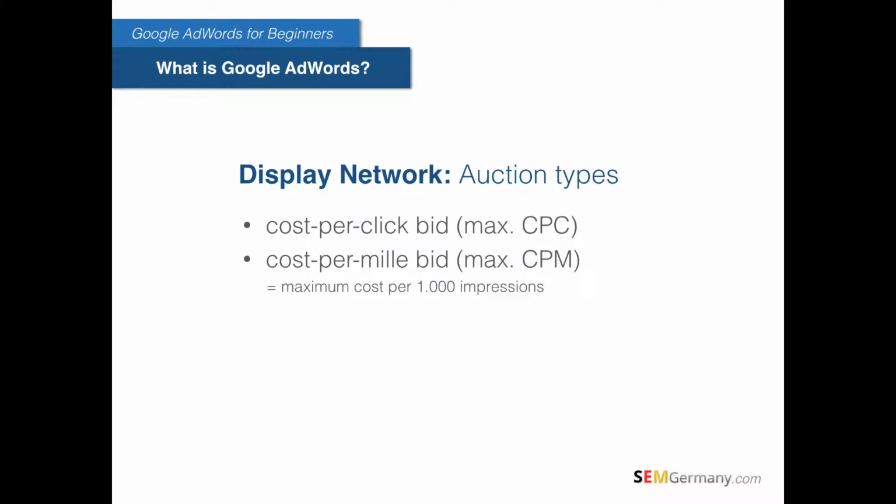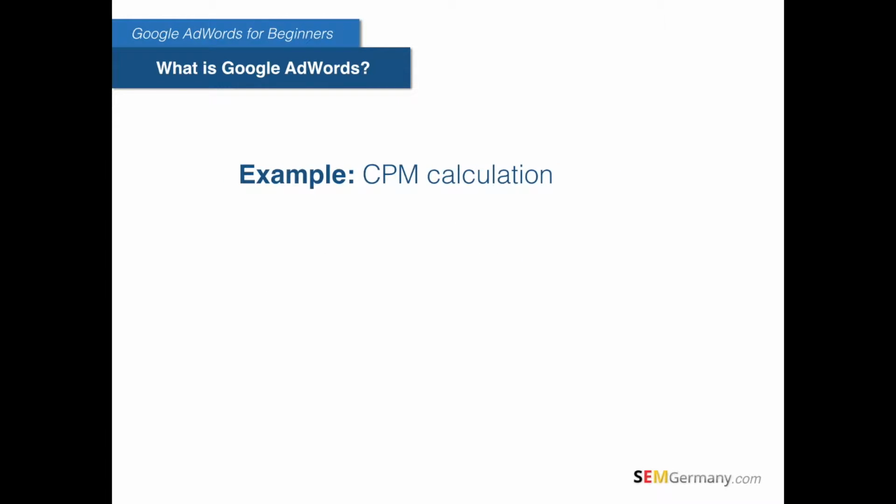In this case, you don't set a maximum cost per click, but a maximum cost per 1,000 impressions. So how does this one work? Here is an example CPM calculation. Let's say you set your maximum CPM to 25 cents. That means you're willing to pay a maximum of 25 cents per 1,000 ad impressions.